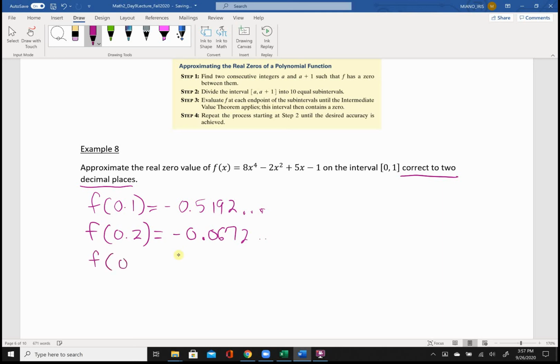Let's take a look at what 0.3's output is for the function, and that'll give us, check this out, y'all, 0.3848, dot, dot, dot. It is positive, so we went from negative to positive. So that tells us that the zero has to be somewhere between 0.2 and 0.3. Cool. So stop, right? Do not calculate the function's value at 0.4. There's no need. You found the place in between using that intermediate value theorem in which the zero has to be within this interval.